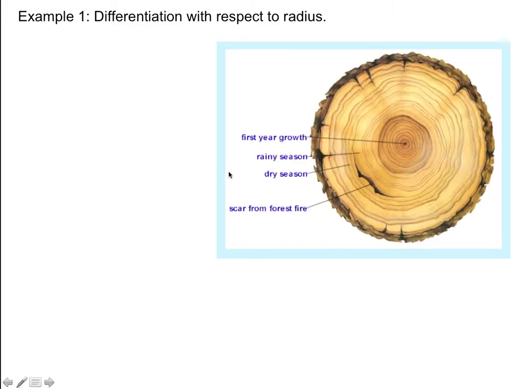We have a variety of things we can identify in terms of rates of change. For instance, here's a cross section of a tree. If we count the rings on a tree, each ring stands for a year of growth. So if we look at this cross section of the tree, the first year of growth is this really dark dot in the middle, and we know the growth does not occur evenly. We have years where we have little growth, and then we have years where we have lots of growth for different reasons.